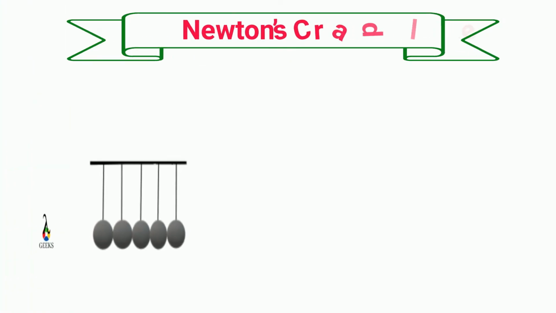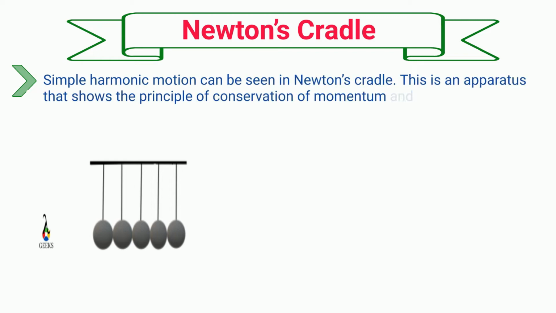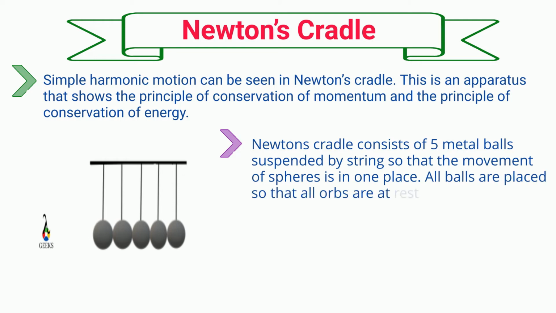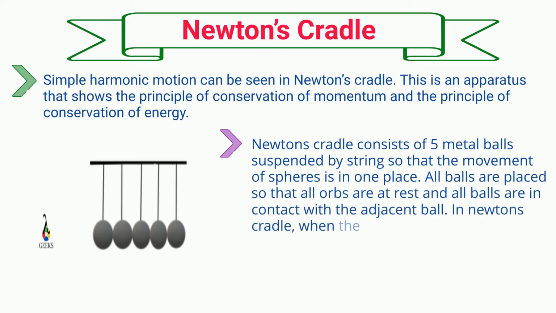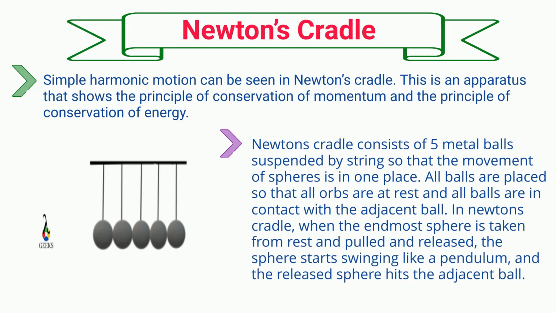Newton's cradle. Simple harmonic motion can be seen in Newton's cradle. This is an apparatus that shows the principle of conservation of momentum and the principle of conservation of energy. Newton's cradle consists of 5 metal balls suspended by string, so that the movement of the spheres is in one plane. All balls are placed so that all orbs are at rest and all balls are in contact with the adjacent ball. When the endmost sphere is pulled from rest and released, the sphere starts swinging like a pendulum, and the released sphere hits the adjacent ball.